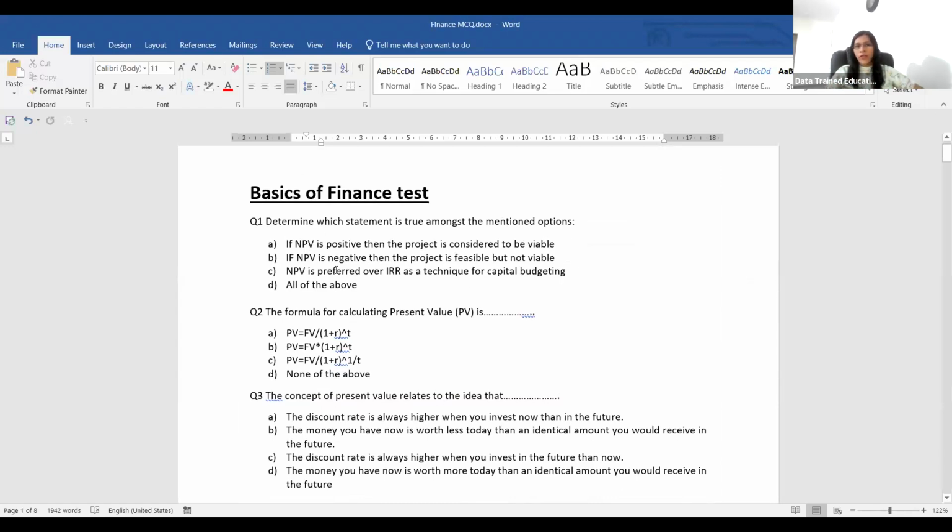NPV is positive, then the project is considered to be viable. NPV is negative, then the project is feasible but not viable. NPV is preferred over IRR as a technique for capital budgeting. All of the above. Okay, one answer, 2, 3, 5.